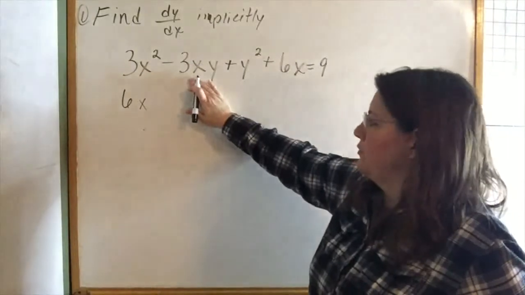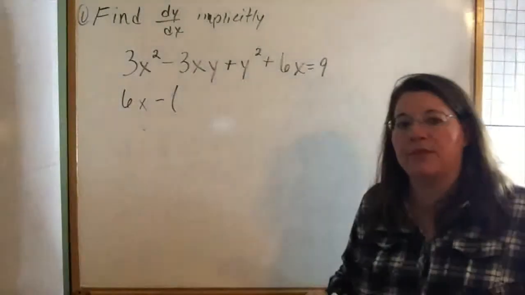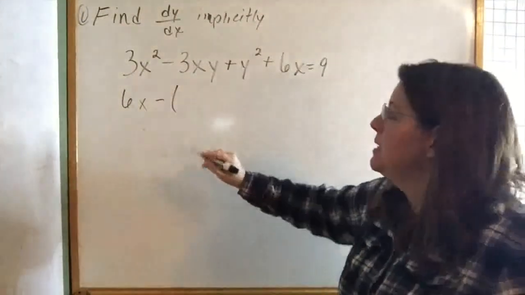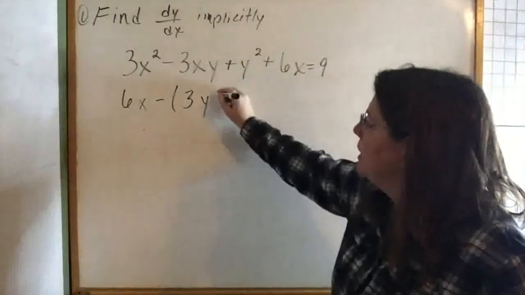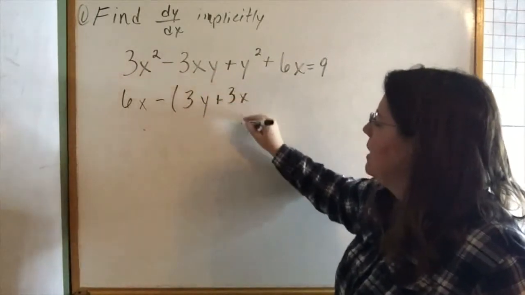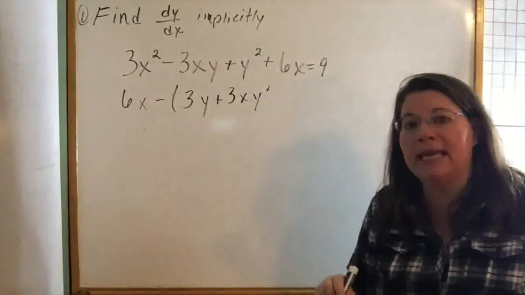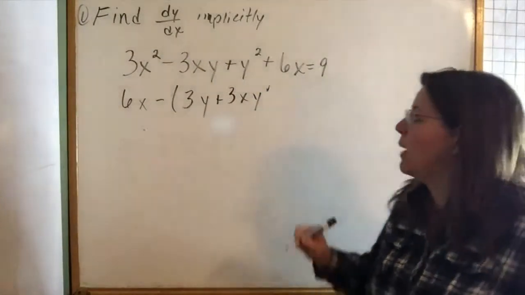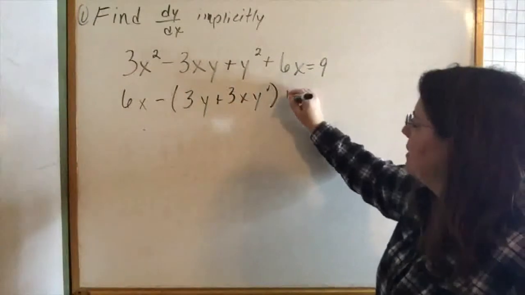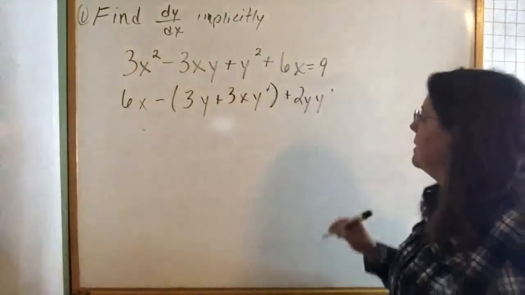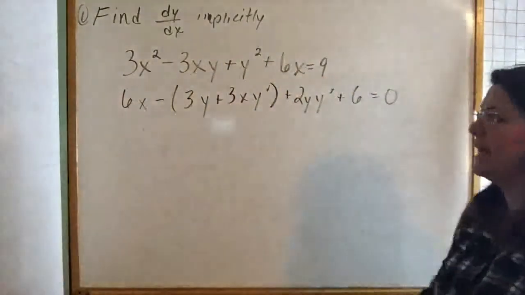Here I'm going to use the product rule. I have a minus here, so that minus needs to be in front, and I'm going to put the product rule in parentheses so that I don't forget to distribute that minus sign. So the derivative of the first part is 3 times the original second, y, plus the original first part, 3x, times the derivative of y, which would be y prime. Remember, anytime we take the derivative of y implicitly, we have to include that y prime. That would end the product rule, so I put parentheses. I take the derivative of this, that would be plus 2y prime. And then the derivative of 6x would be 6, equals the derivative of 9, which is 0.